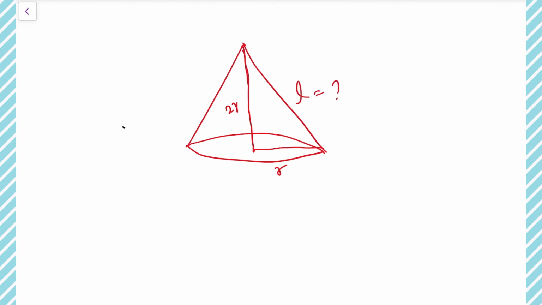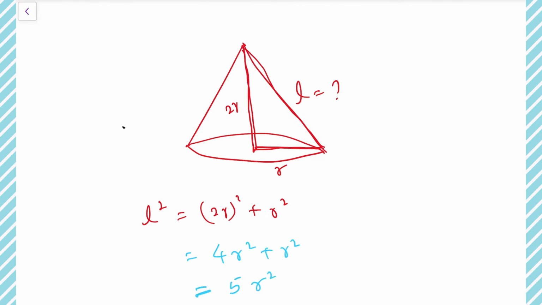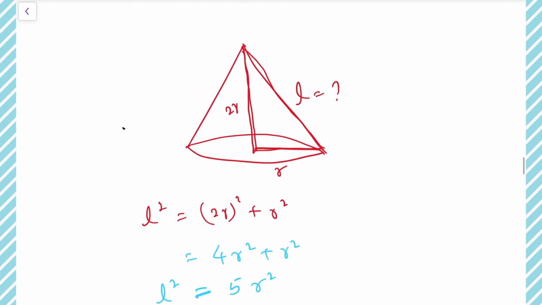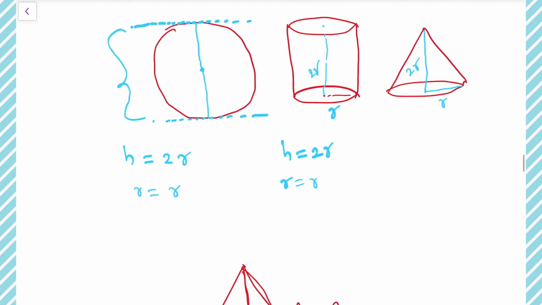Again, this is a right angle triangle, so let us apply the Pythagoras theorem for this. So L square is equal to 2r whole square plus r square. 2r whole square is 4r square, plus r square, that is 5r square. So the L square value is 5r square. Then what about the L value? Under root, 5r square, so the slant height of the cone is root 5 r. So L equals root 5 r, and the radius is as usual radius only.